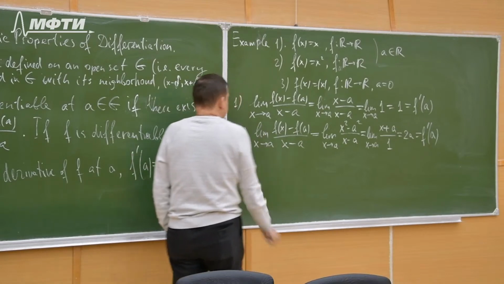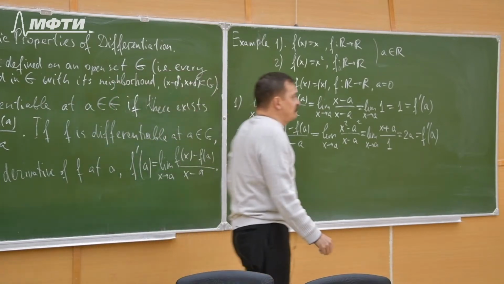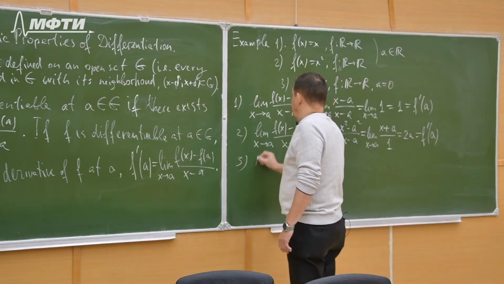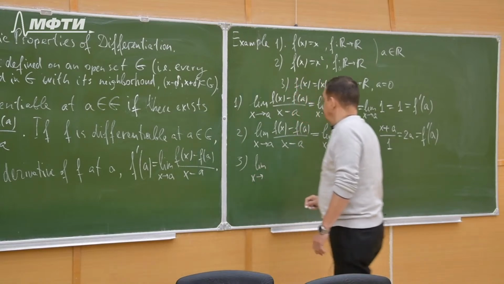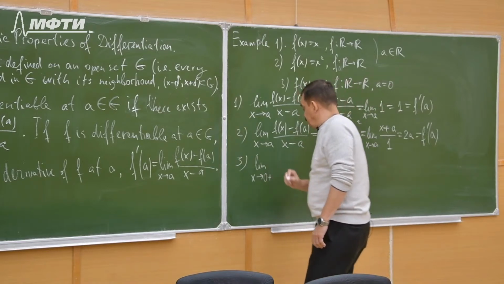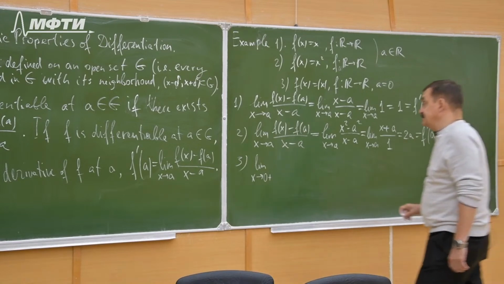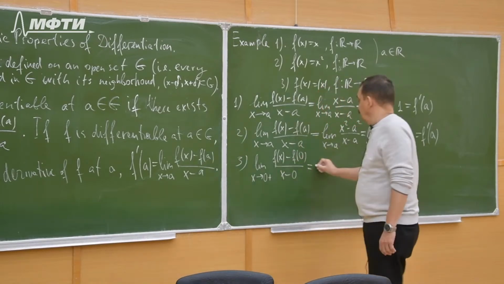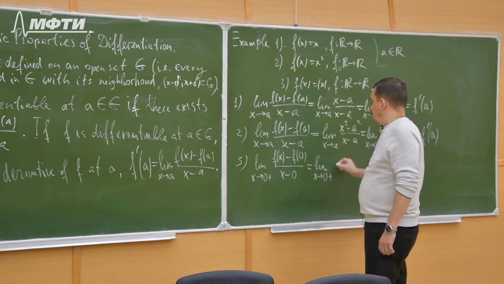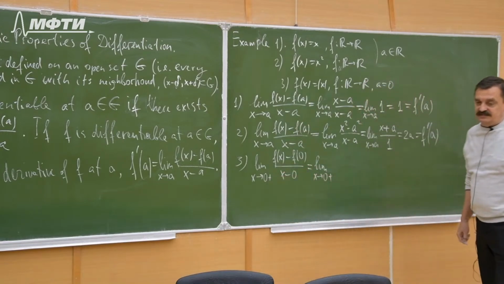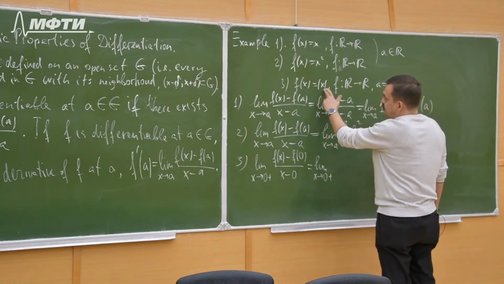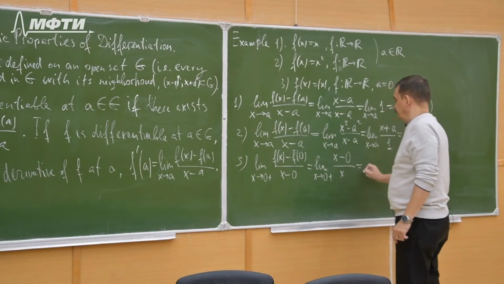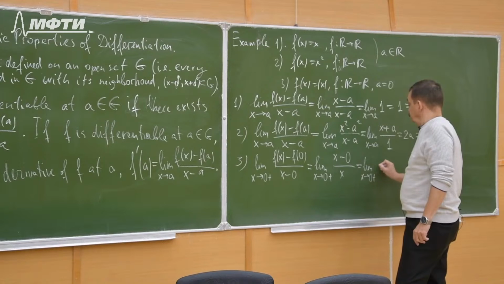The last example, we will prove that the limit from the definition of derivative doesn't exist. How? Okay, so a is 0, and we'll consider one-sided limits. The limit as x tends to 0 plus of f of x minus f of 0 over x minus 0. If x tends to 0 plus, it means x is positive. Hence, modulus of x coincides with x, so we may replace it by x. F of 0 is always 0. And that is 1.